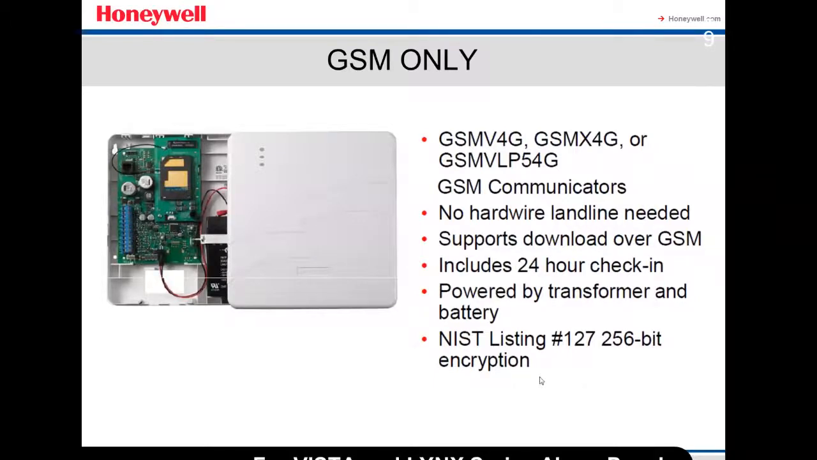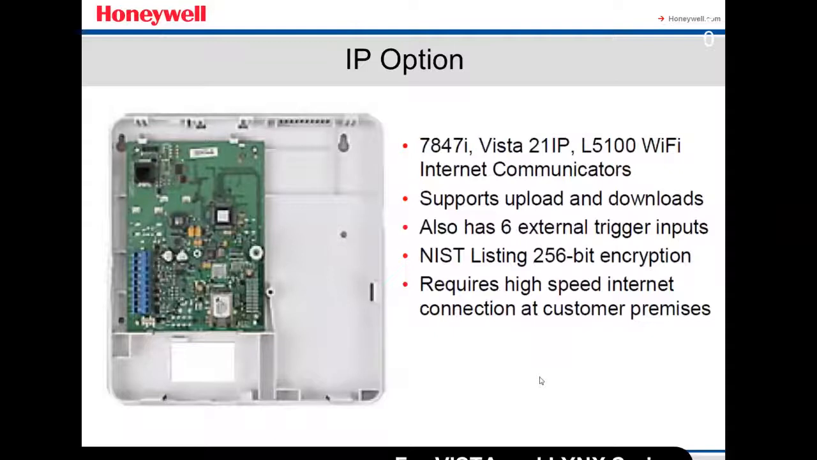We have the IP option. Panels like the 48 LA and the VISTA 20P don't have the IP option, so you can install a communicator, which is this one. It could be the 7847i. That's the model of this communicator. It supports upload and downloads. It also has 6 external trigger inputs. It's also 256-bit encryption.